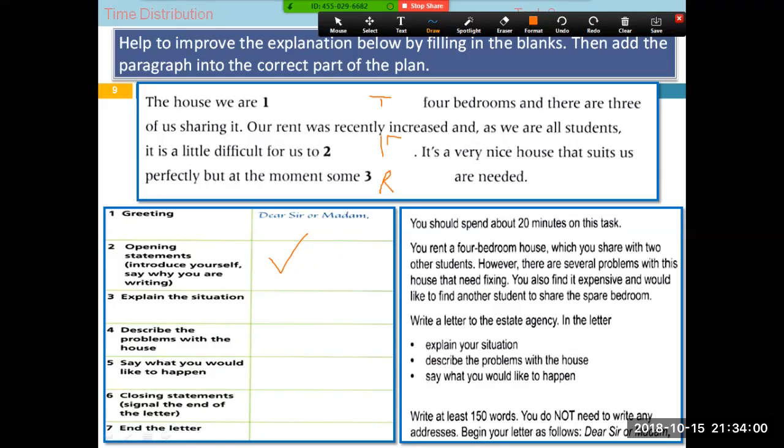Explain the situation. Which one was it? Has this been discussed in appropriate detail? I don't think so. We have just covered it, the living situation, the sharing of the house, the stress and the problems with the house. So there's something missing here, sir, in number five.